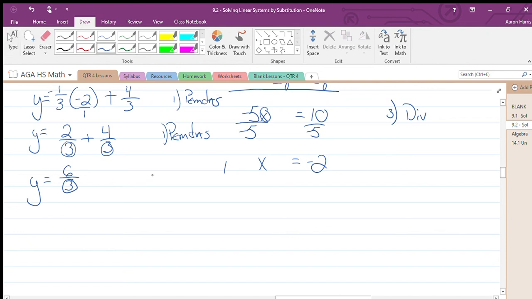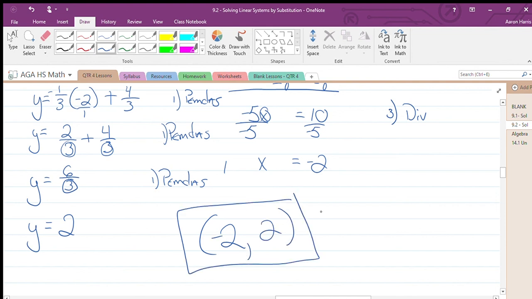Now I can simplify that further with PEMDAS. Because now I can divide. I get y equals 2. So x is equal to negative 2. Y is equal to 2. So my answer is negative 2, 2. And this is where both of those intersect.